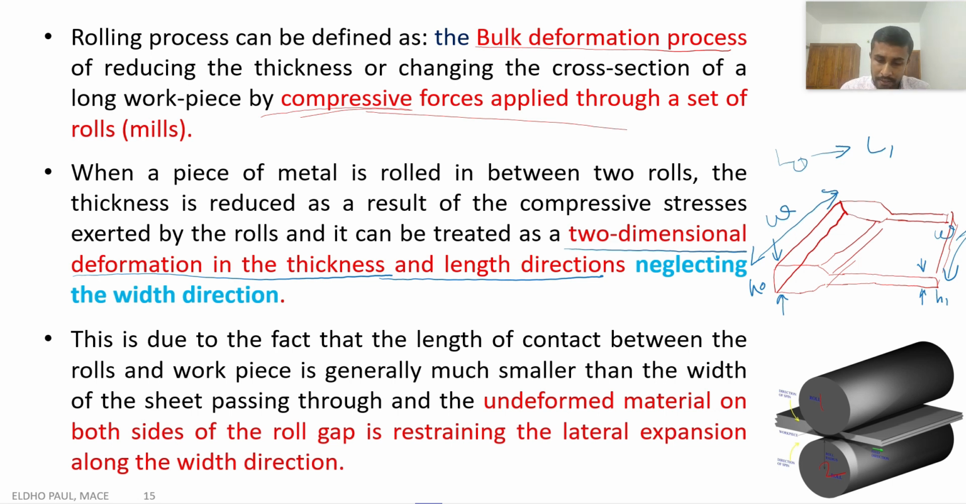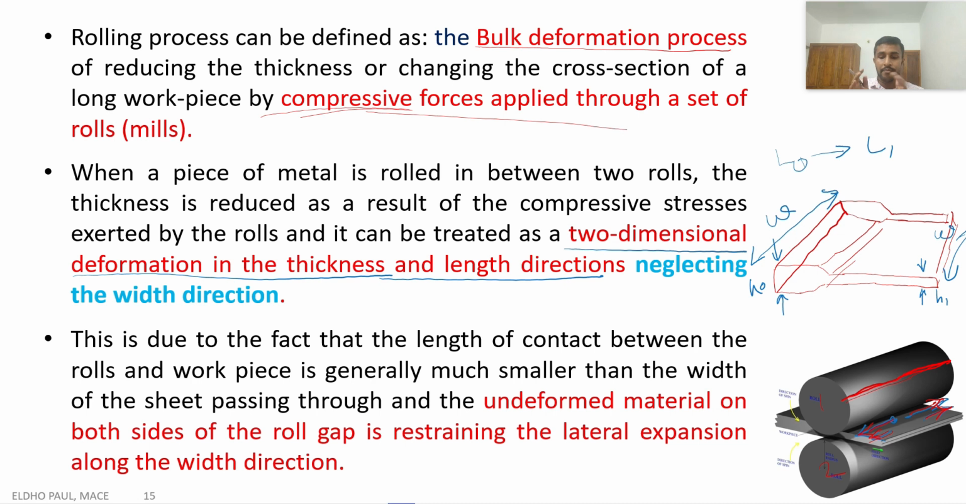Here we can see, during the deformation, the material has to flow from this point to this point for the deformation in the width direction. In this lateral direction, the material has to flow. Then only we get a deformation in the width direction. But here the roller is arranged in the width direction. The material of the rollers will resist the deformation or metal flow in the width direction by means of friction.